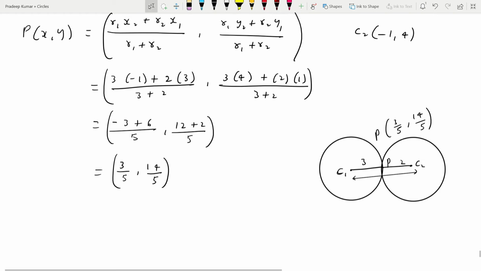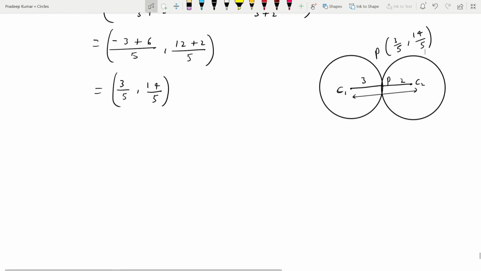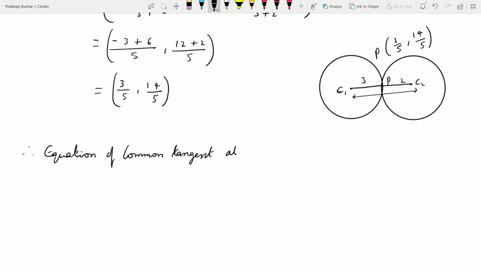Now one more thing we have to find out is the common tangent for both of the circles. Before that, we'll write the conclusion for this point P, then we'll go for the tangent. So I can write here: therefore, the point of contact P is (3/5, 14/5), and now we'll find the equation of the common tangent at the point of contact.